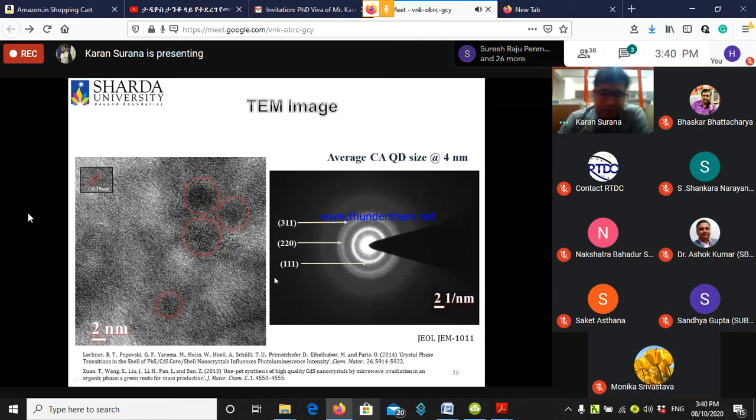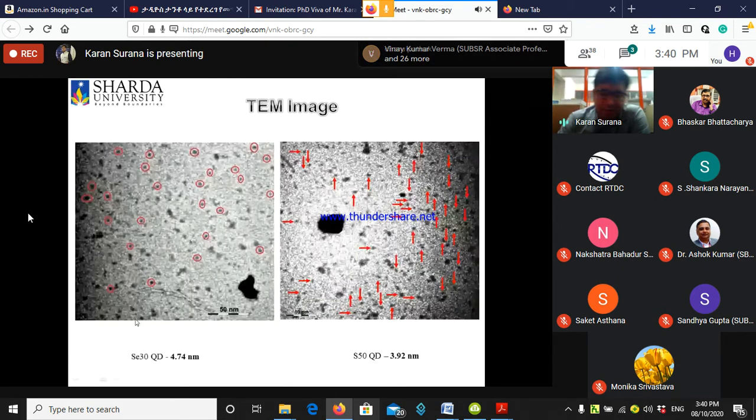Next, the TEM image of the CdSe/CdS quantum dots. As we saw in the PL spectra, non-uniform broad emission peaks were obtained in both CdSe and CdS quantum dots. The same is observed and reflected in the TEM image, where we can see a lot of non-uniformity present in the samples used for calculations. The average particle size obtained was 4.74 nanometers for CdS, and for the case of CdSe quantum dots, it was 3.92 nanometers.